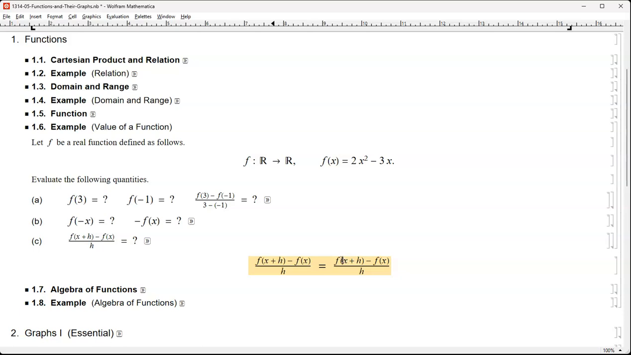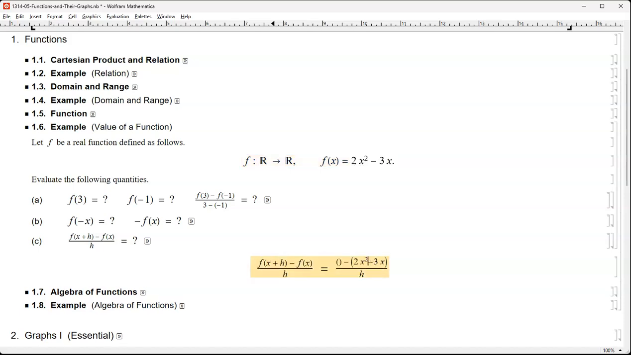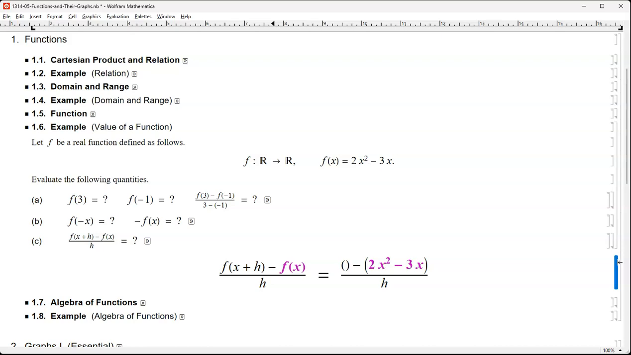Let's copy and paste this thing. And then in place of this first parenthesis, I have to get the second one is easier, so let's do this one first. F of x goes here. So this f of x, which I just highlighted in purple, becomes this thing. I guess even bigger font is helpful.